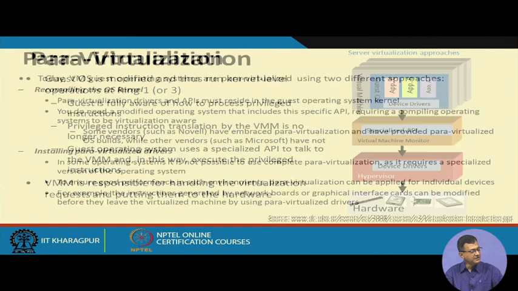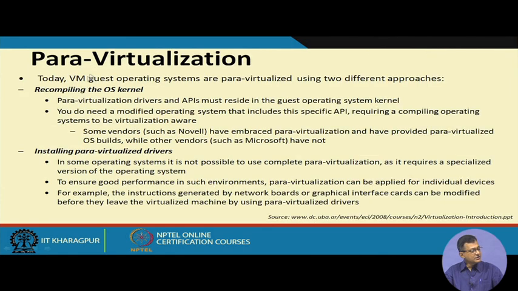And this is becoming pretty popular. In the case of para-virtualization, recompiling of the OS kernel is required because it is penetrating into the things. Installing para-virtualized drivers is also required, so that it takes care of things at your guest OS level.